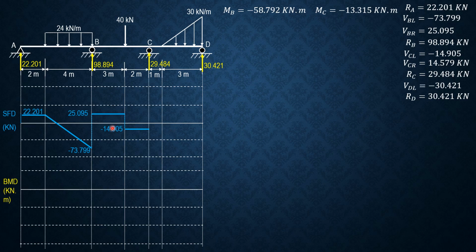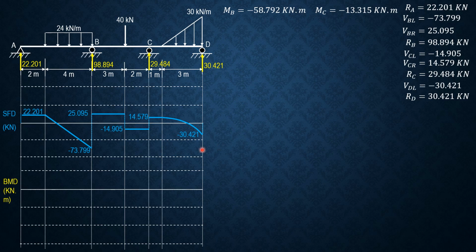So check: shear at C just to the left is negative 14.905, which is correct. Plus 29.484 is 14.579, which is the shear at C just to the right, constant up to this zero load. Then minus the area of the load, which is 1/2 of 3 times 30, negative increasing rather, so we get negative 30.421, which is the shear at D just to the left, and plus 30.421, reaction at D, closes the shear diagram.